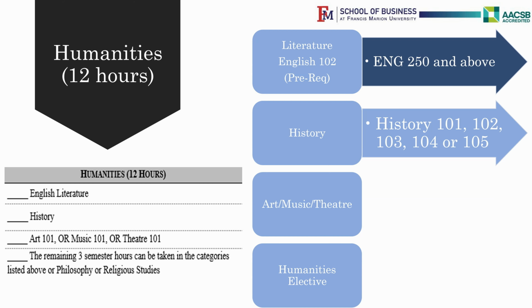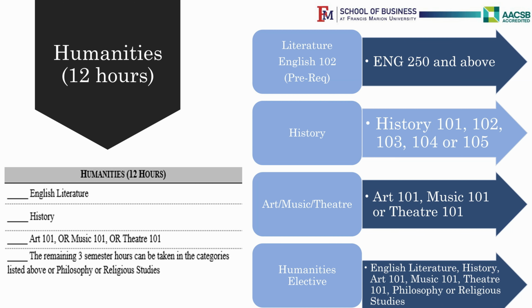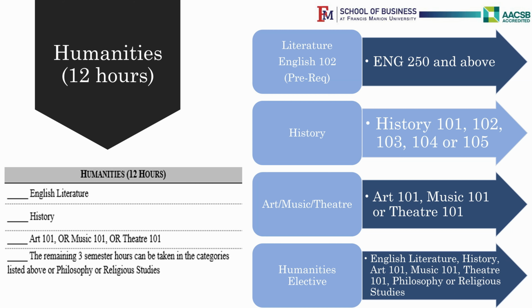This essentially is U.S. history before the Civil War, U.S. history after the Civil War, European history before the French Revolution, European history after the French Revolution, and world history. One introduction to art, music, or theater, which allows you to read about and appreciate these topics. Also, one humanities elective, which covers any of the 3 topics above, or philosophy or religious studies.